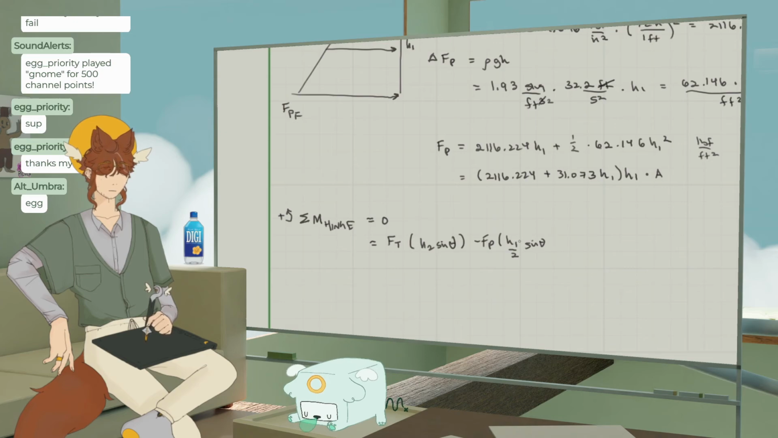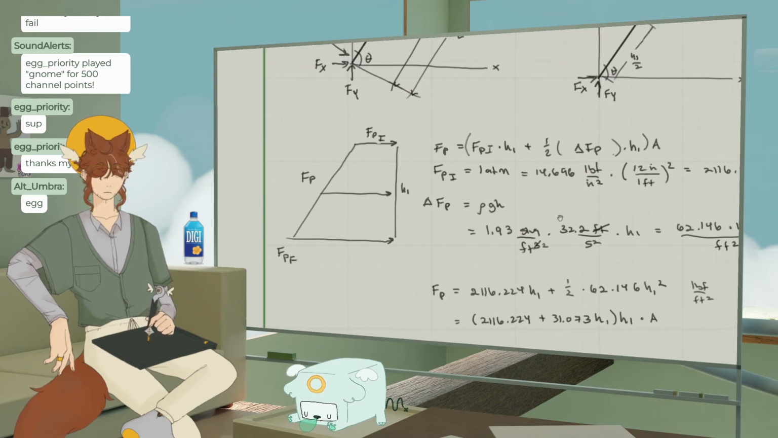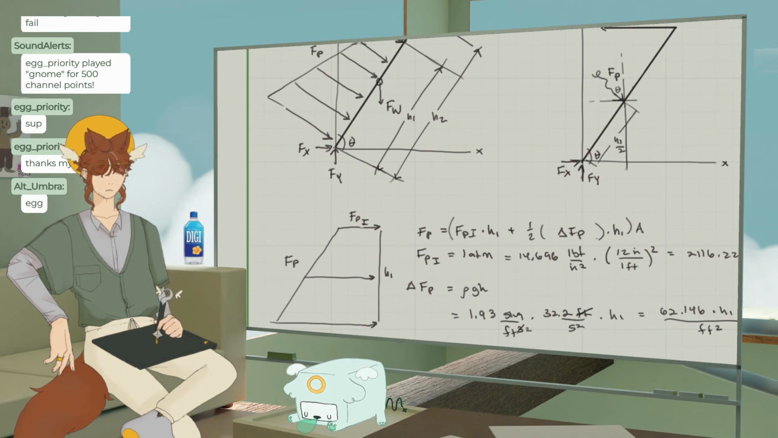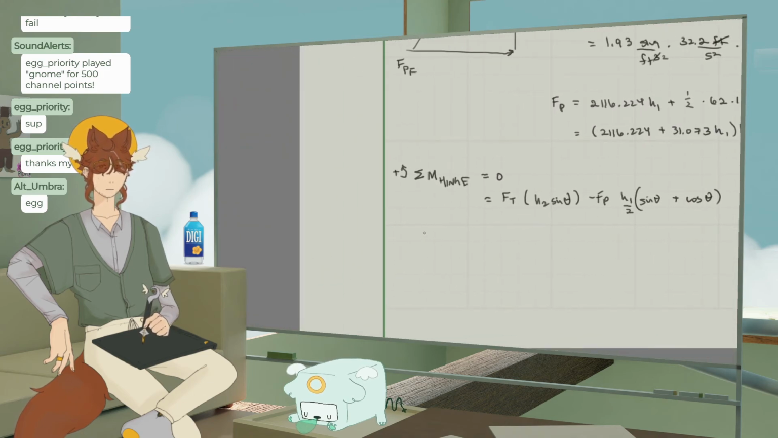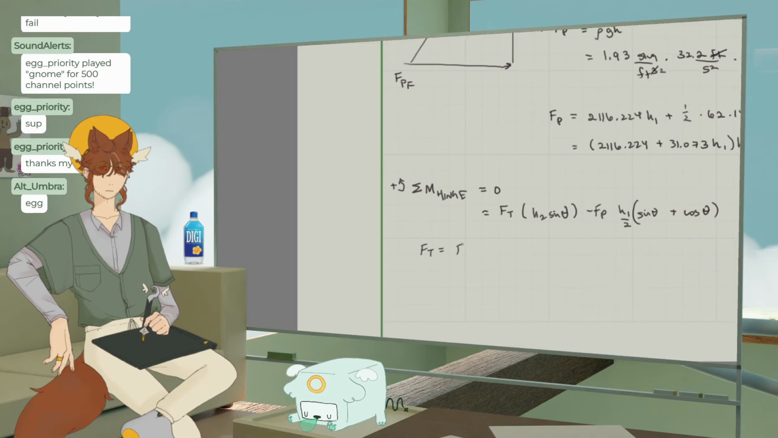I can just do this. Watch this. Magic. Bam. Less writing. Yeah, because it's this way. That one will be cosine. This one will be sine. They're both from H2. Nice. And then we just have to solve for Ft. Fp H1 over 2, sine theta plus cosine theta, divided by H2 sine theta.